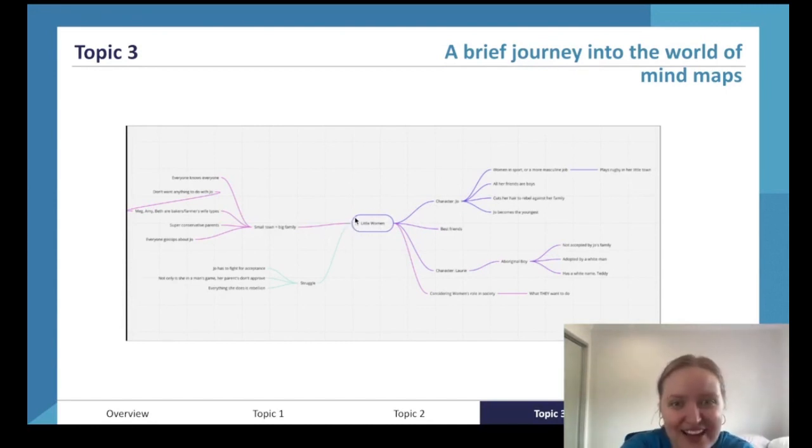So I did both. So I had Jo and I'm thinking about how she might change into this new character to create a new response. I was thinking she might be a woman in sport or a more masculine job. I decided that she was going to play rugby in her little town. I was going to say that all of her friends were boys, that she cuts her hair to rebel against her family rather than cutting her hair to save her family, as she did in the original text.